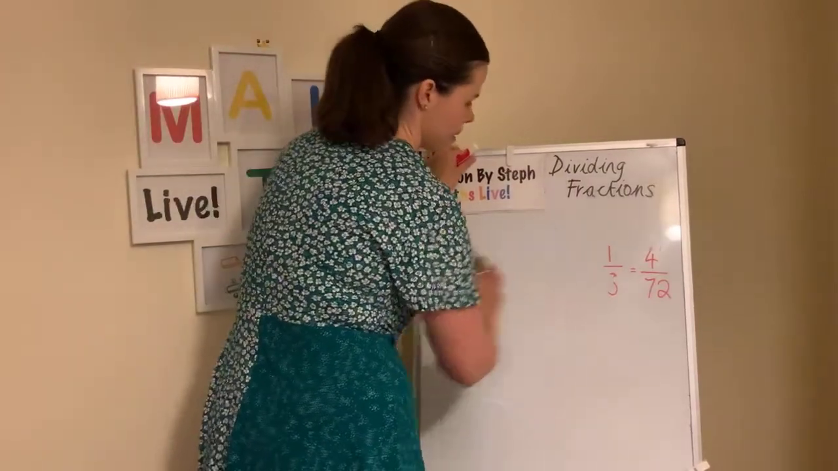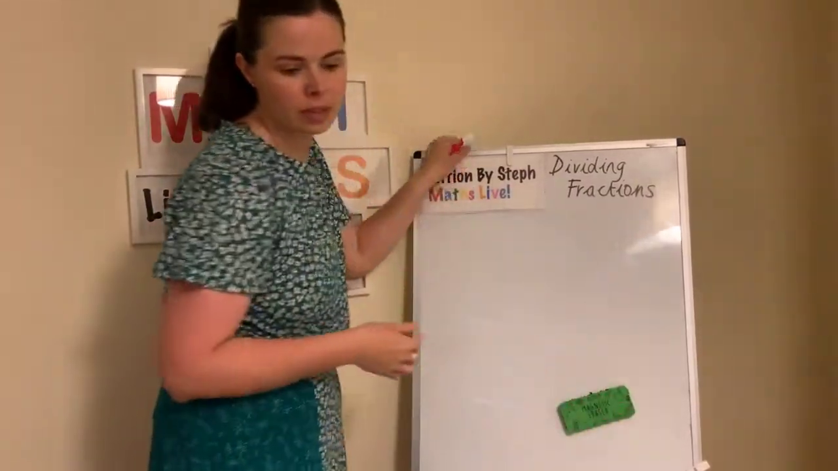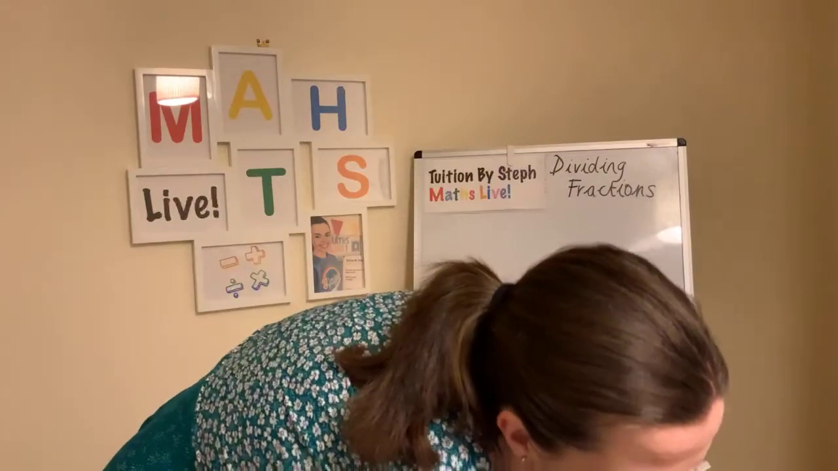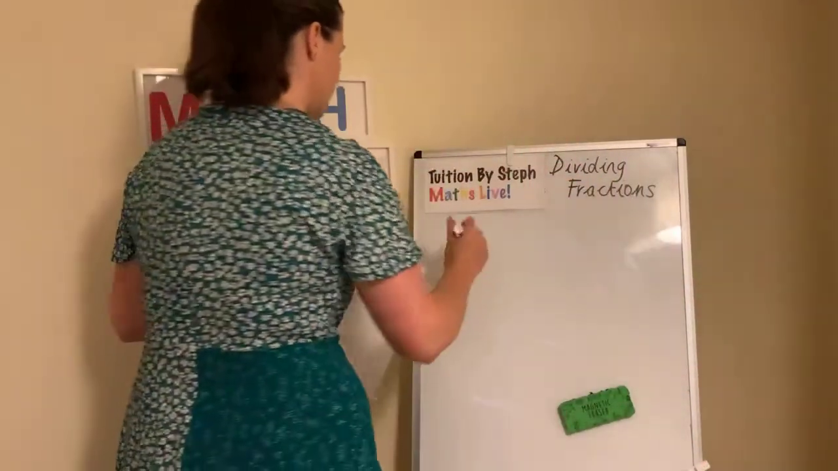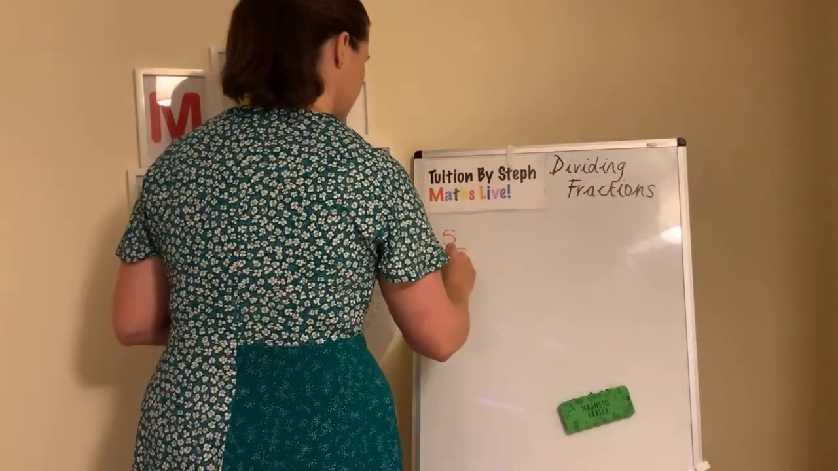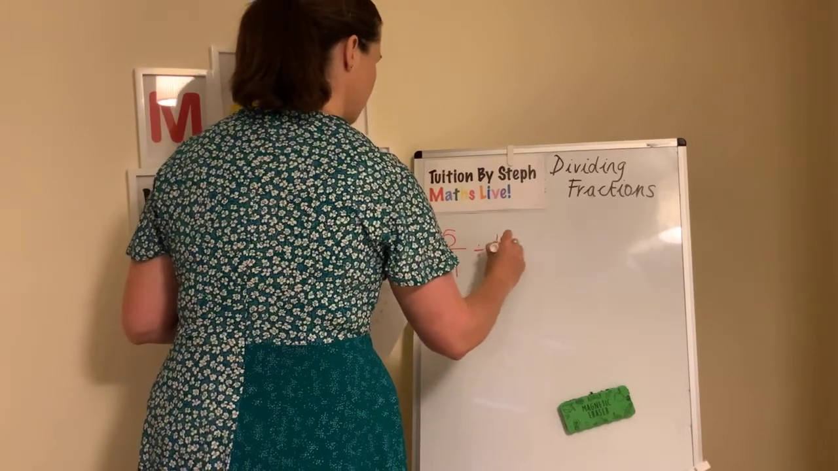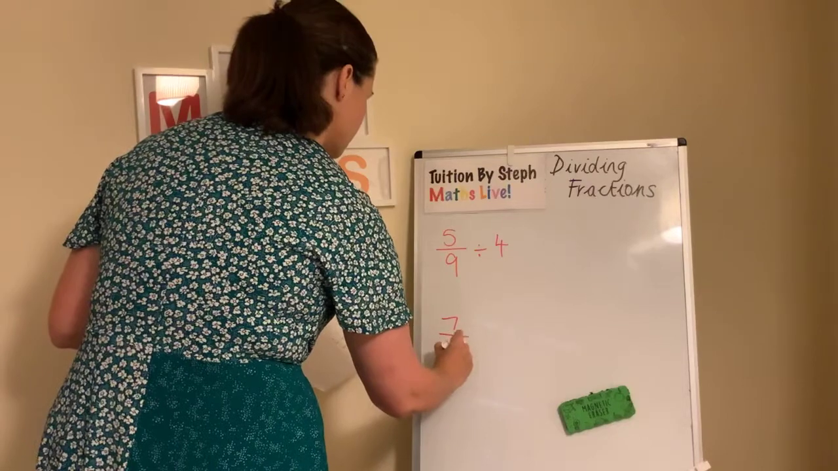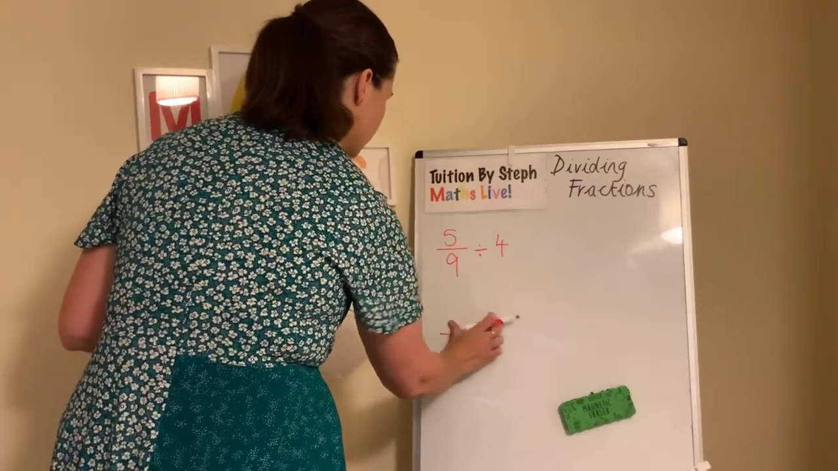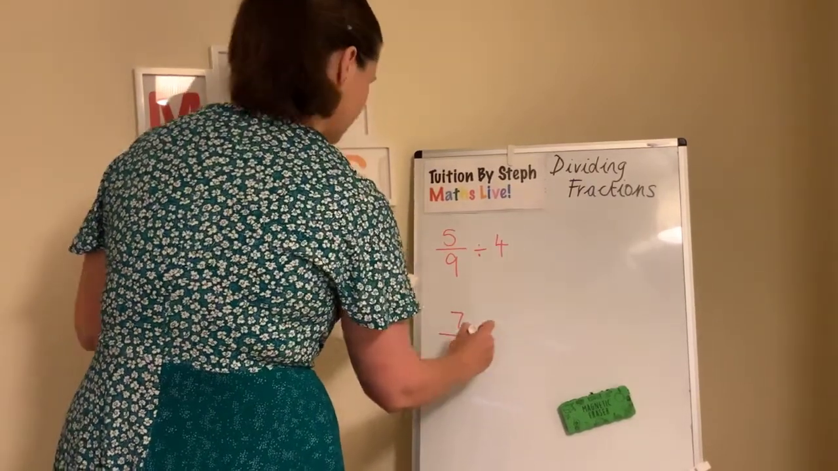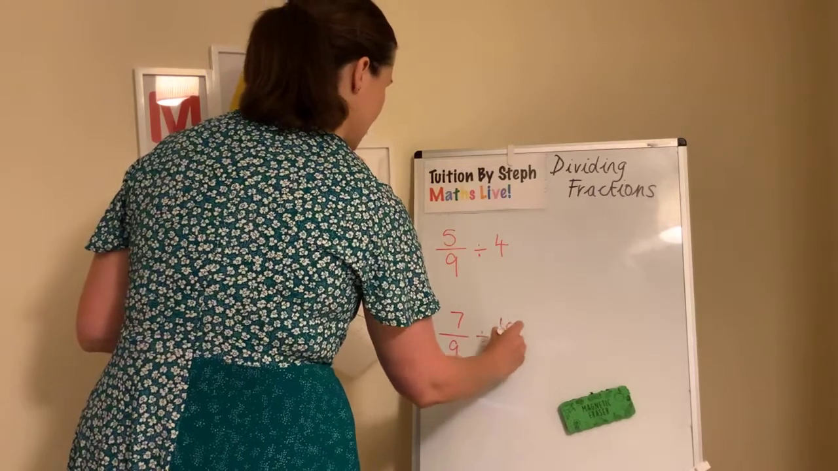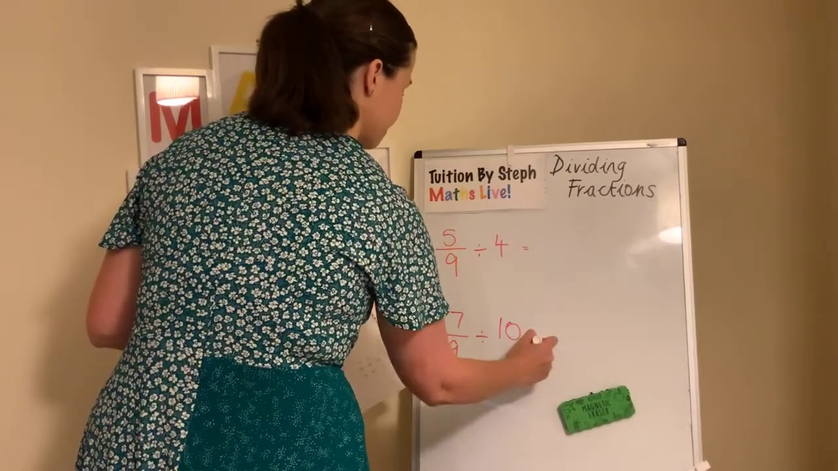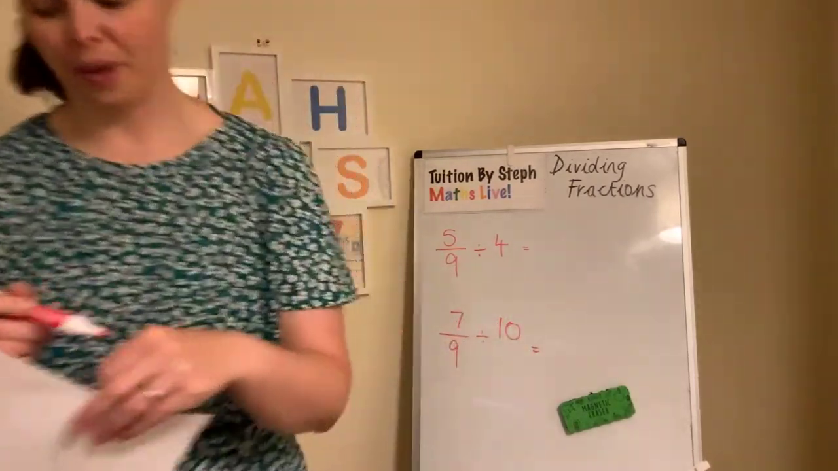Okay. Right, your turn. So the next 2 questions. 5 ninths divided by 4 and 7 ninths divided by 10. Have a go at those 2.